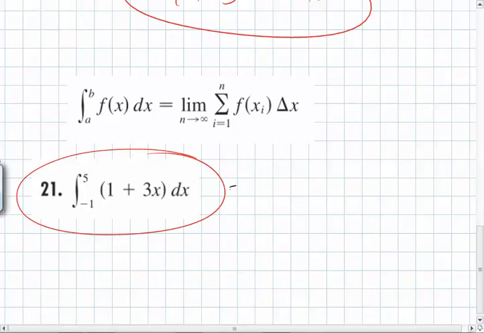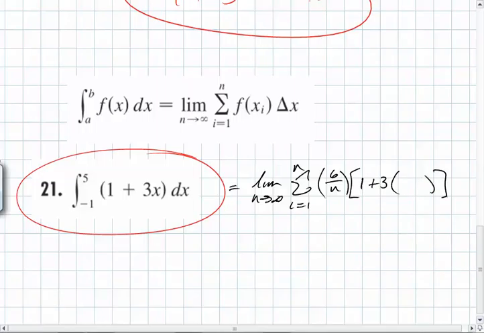They want you to write this as a limit. It's the limit as n goes to infinity of what? The summation of i equals 1 to n. What's the width in this case? So it's going to be 6 over n, right? Times 1 plus 3 times what? It's 3 times this thing, right? What goes in that blank? That's the trick right here.